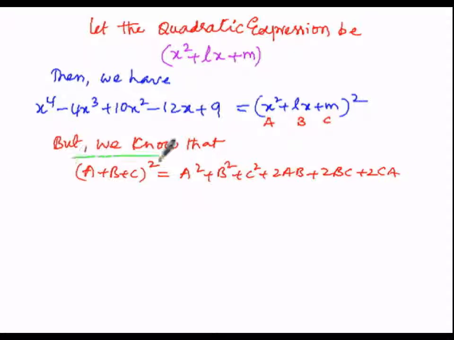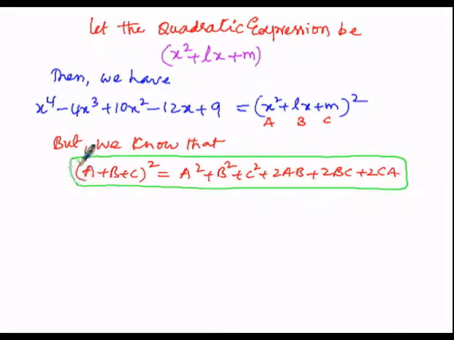Based upon this special product, I am going to expand the right side of the given expression, that is the a plus b plus c whole square form, x square plus Lx plus m whole square. So here a is x square, b is Lx and c is m, then replacing all these values in capital A, capital B, capital C.